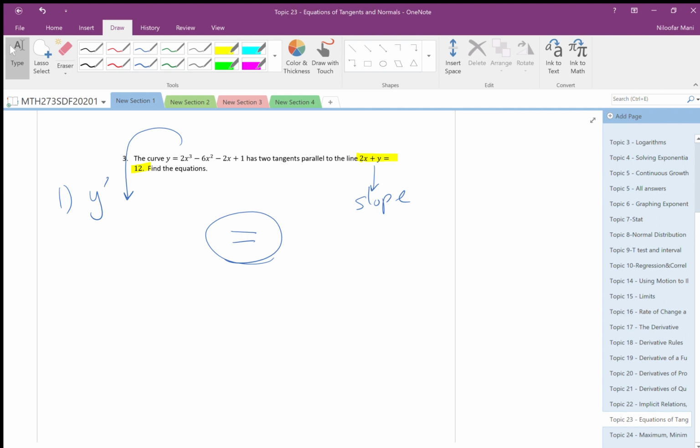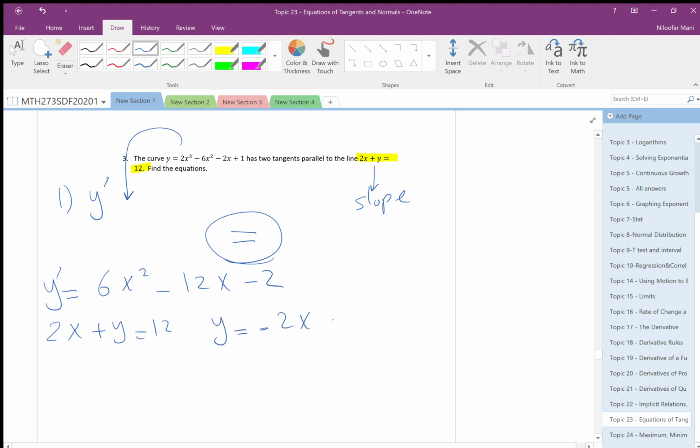Okay, so what is y prime? Step by step, y prime is 6x squared minus 12x minus 2. This is y prime. At which point? I don't know those points. They are not given to me. Okay, so how about that? The slope of that line: 2x plus y equals 12. So I have to solve for y. It's y equals minus 2x plus 12.